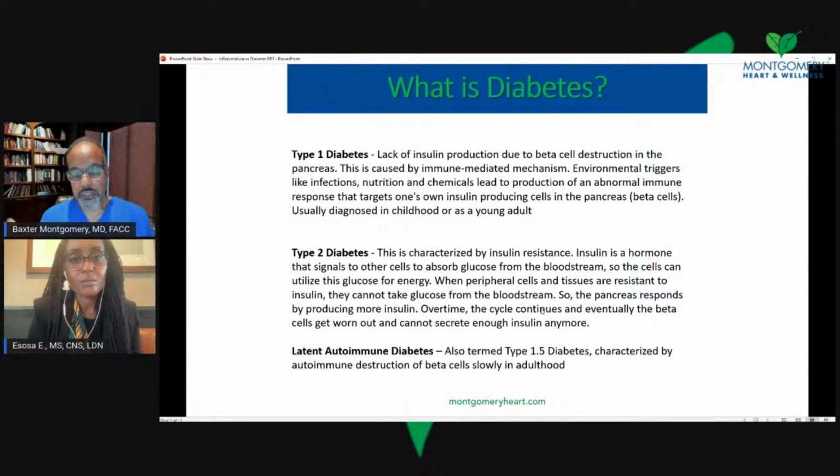So type 1, inadequate insulin production. Type 2, inadequate recognition of the insulin. And so glucose can't pass through.